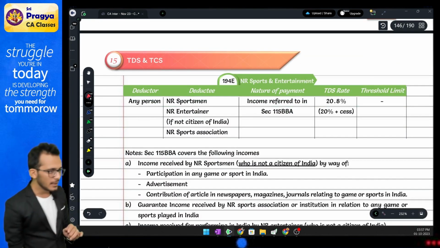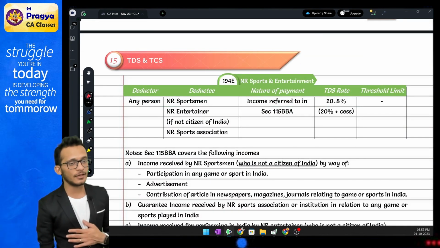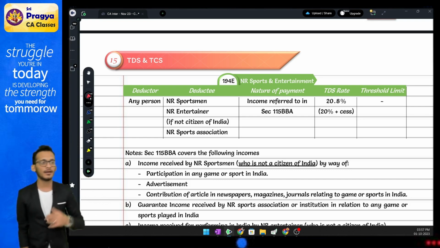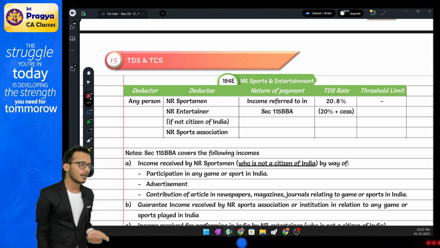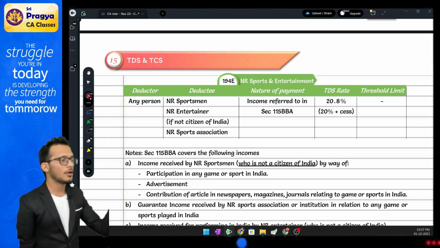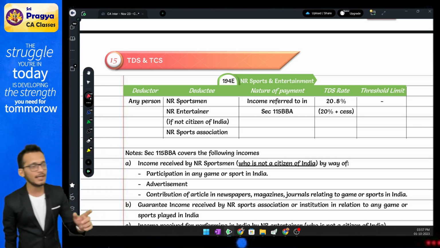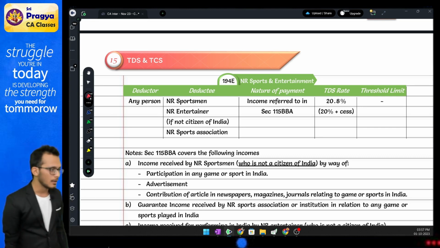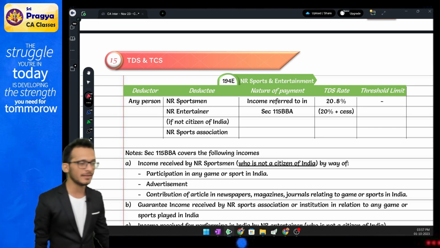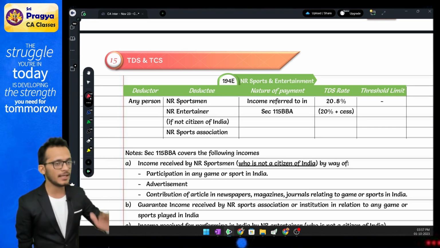After DA comes E. E is the first non-resident case in our scenario, where if you are a non-resident sportsperson, non-resident entertainer or non-resident sports organization, in that case TDS will be levied on you at the rate of 20 plus surcharge plus HEC. If surcharge is not there, then just HEC, it will become 20.8, but 20 plus surcharge plus HEC.